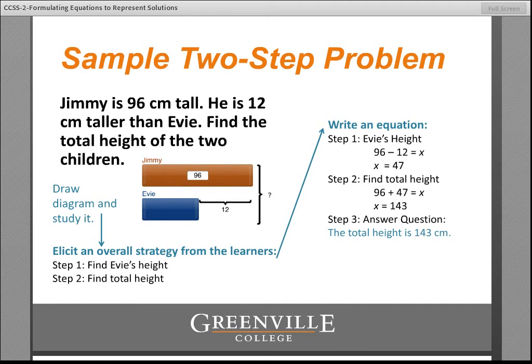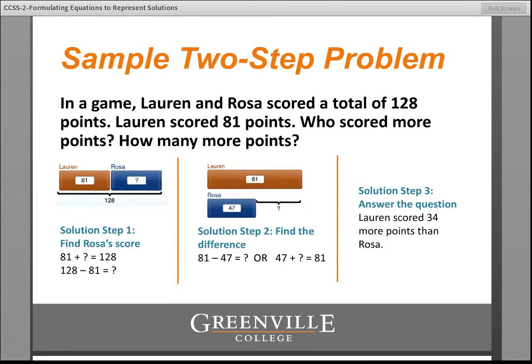Notice that this two-step problem was represented with one diagram. Sometimes children find it easier to model a problem in 2 steps, and sometimes it is just awkward to put everything into one diagram. So we're going to take a look at one more example, and in this example you'll see that 2 diagrams were used.